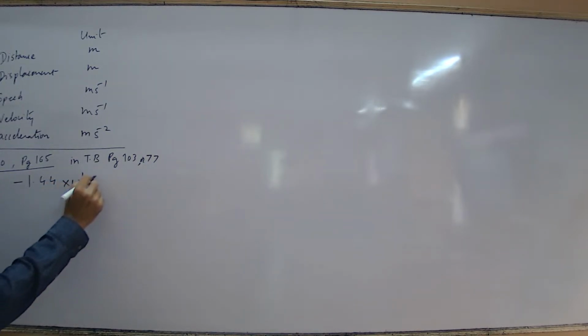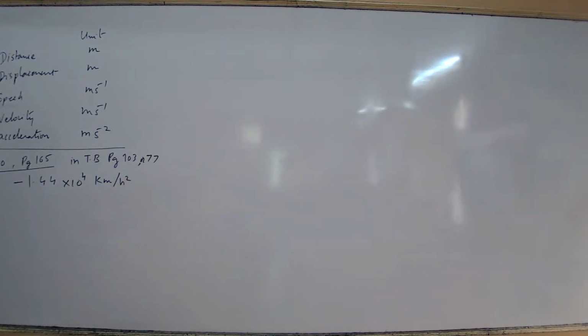So we have done till here. We found the acceleration to be minus 1.44 into 10 raised to 4 kilometer per hour square. Right. This is what we want. So how do you convert it into meter per second square? For meter per second it would be 5 by 18. So you want meter per second squared. If it was just kilometer per hour, then you can do 5 by 18. So here you will go like this.